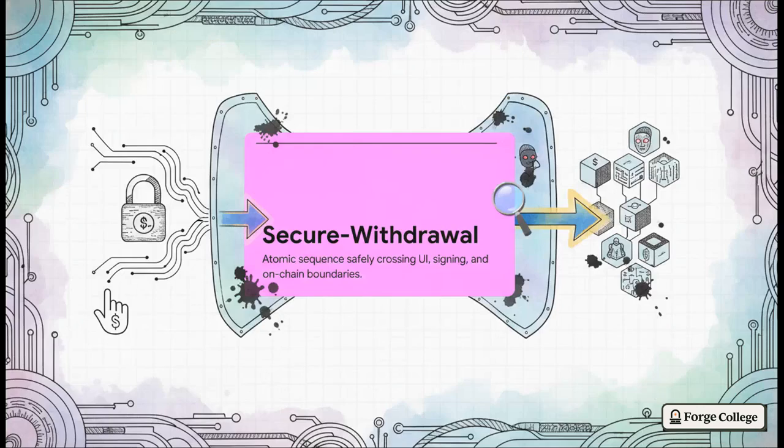To tie all these pieces together, let's look at the concept of a secure withdrawal. This is an atomic sequence that safely crosses the UI, the signing environment, and on-chain boundaries. It is the absolute ultimate test of your architecture. Why? Because it forces an attacker to cross multiple, hardened boundaries all at once. If your withdrawal process is locked down, it means you've successfully juggled threats across the interface, the crypto layer, and the smart contract simultaneously. It's the gold standard.